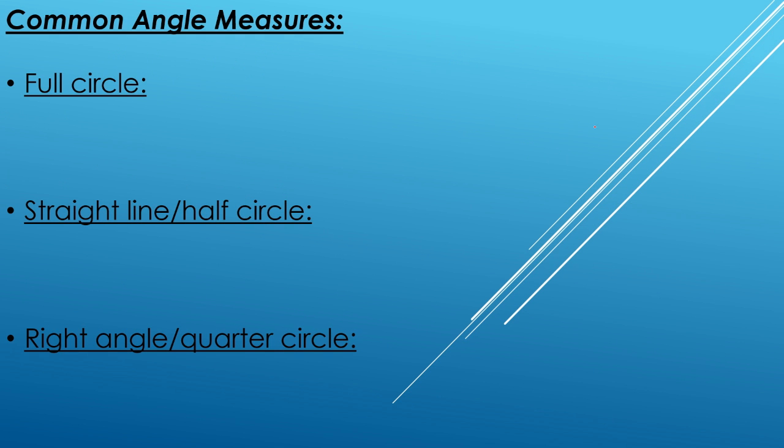So here's some common angle measures. The full circle, it's like starting at really any point, but starting here and going all the way around until you end up back where it started. This is 360 degrees.